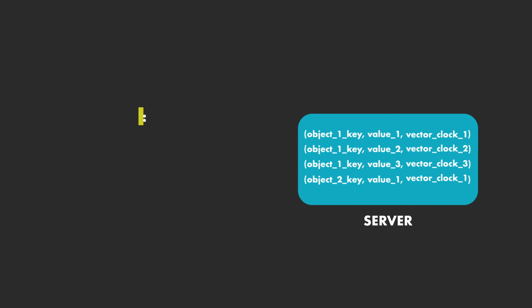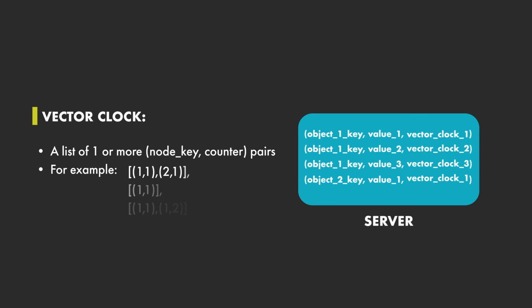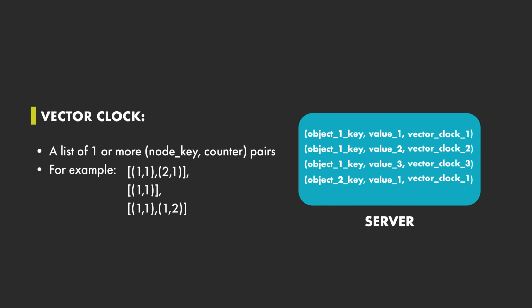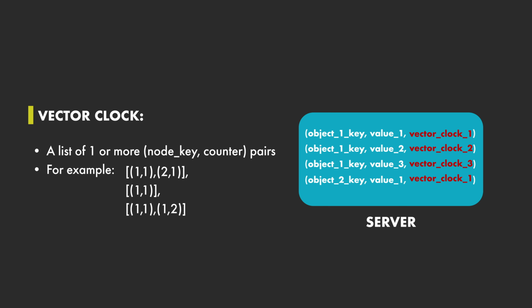A vector clock is a list of node and counter pairs. Each pair has a key that identifies a node in the cluster and a counter. So for each value in the system, we don't only have a key associated with it, but also the context, which is its vector clock that determines its version.